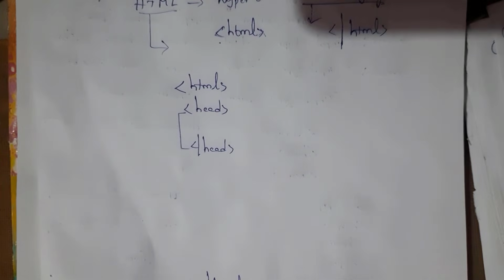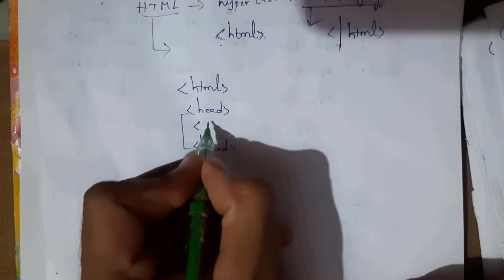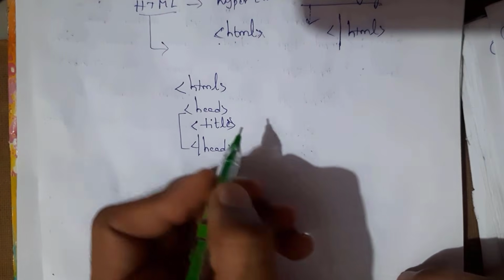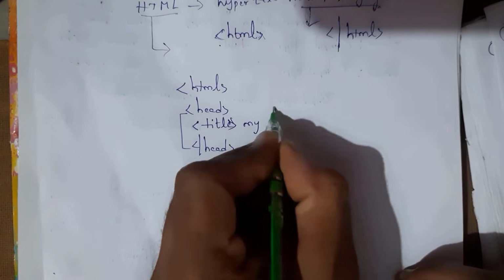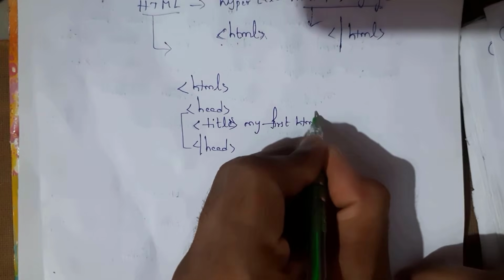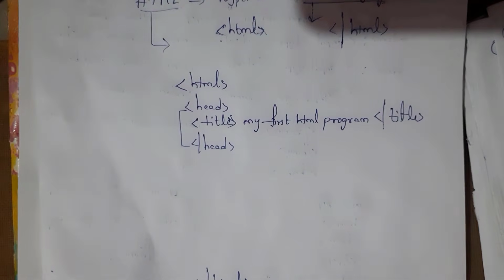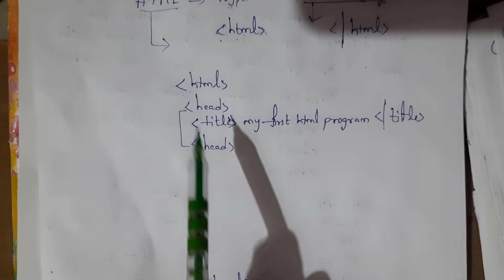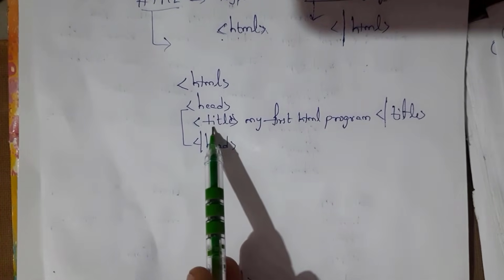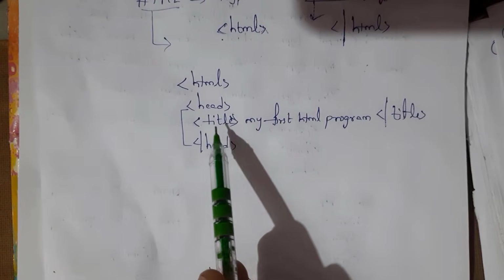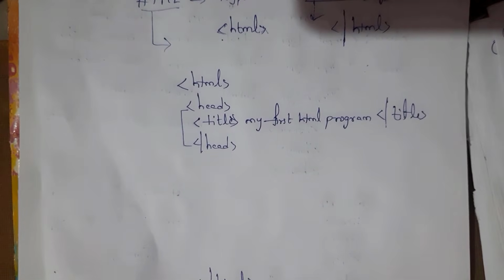Inside head, we need to write title. So, I am going to open title tag. I am going to give title as my first HTML program, and we need to close this title. For every open tag, there should be a close tag. If you do not include close tag, then output is going to display as error message. So for every open tag, there should be a close tag. For title, I open title and I closed this title tag. Similarly, I opened head tag and I closed this head tag.